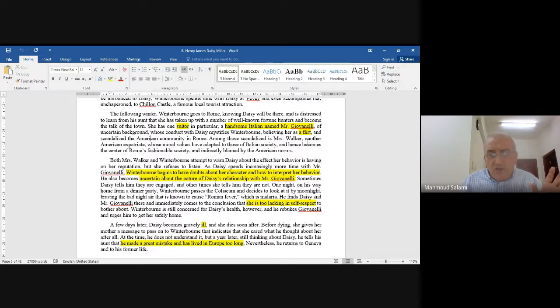Notice, one night on his way home from a dinner party, Winterbourne passes a place here, decides to look at it by moonlight, braving the bad night air that is known to cause Roman fever, which is malaria. He finds Daisy and Mr. Giovanelli there, and immediately comes to the conclusion that she is lacking in self-respect. Again, notice, comes to the conclusion.